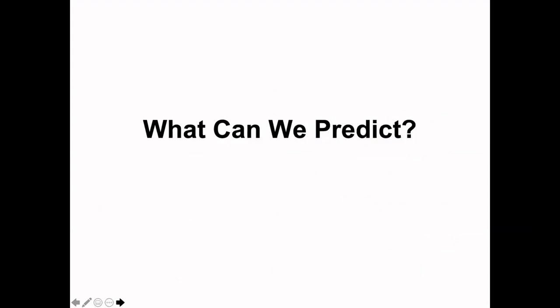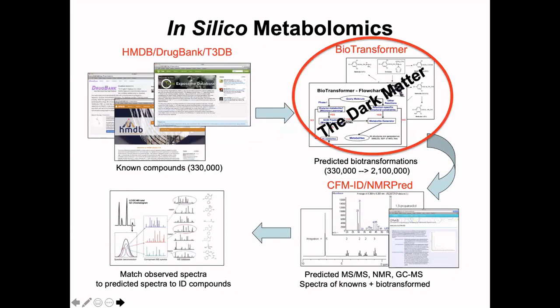So if we've got this set of known compounds, what can we predict? And this goes back to this pathway I was showing where we had known compounds from many different databases, their sources, source organisms. But the next step is predicting what happens to them once they hit the body, once they go into your stomach or into a rat's stomach or into a fish's stomach, what happens to them? And typically they get biotransformed.